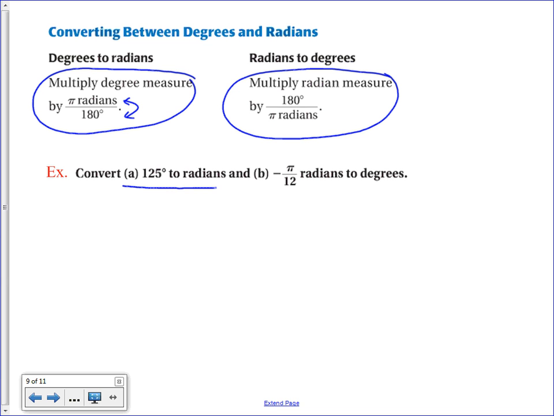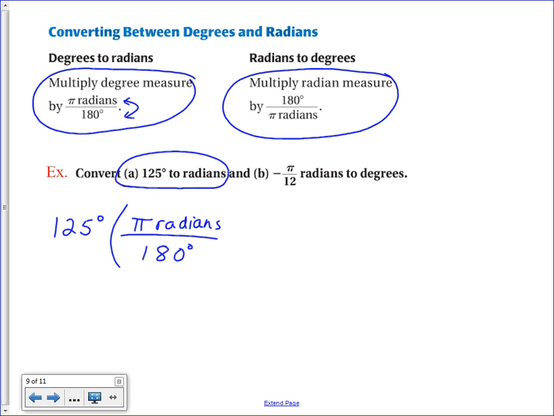Let's do this example first. Convert 125 degrees to radians. When I'm given degrees, I want to use the conversion fraction, pi radians over 180 degrees. Notice I'm putting all the units in so I can show you what happens. This degree and this degree will cancel each other out, the unit, which will leave me with only the unit radians, and that's what I want. I want it to convert to radians. And then I simplify what I have left.